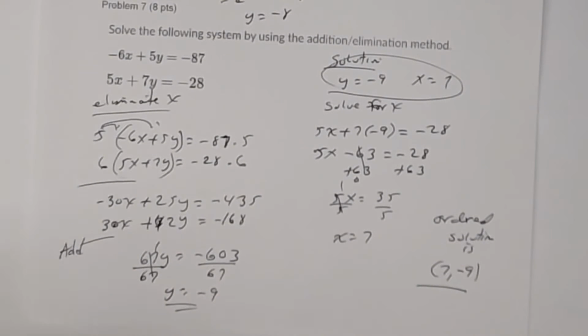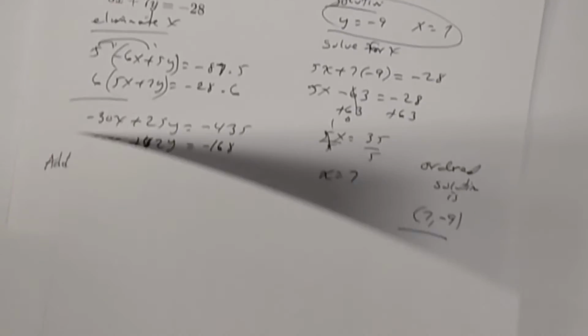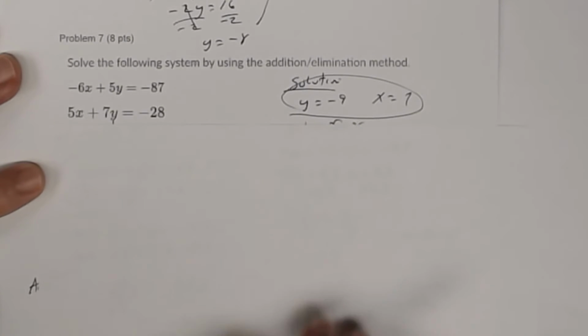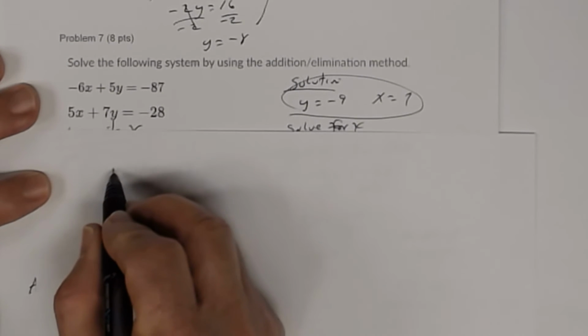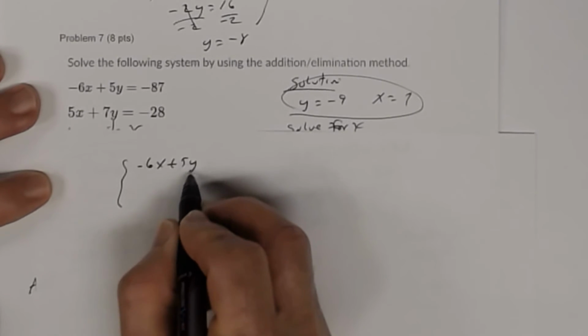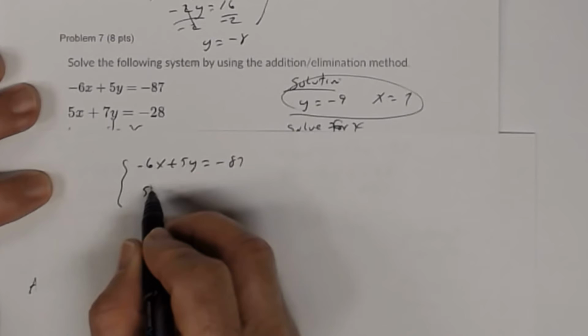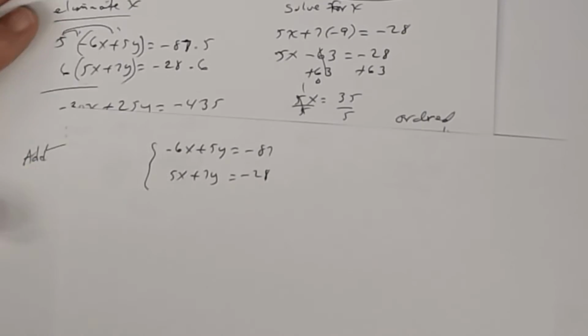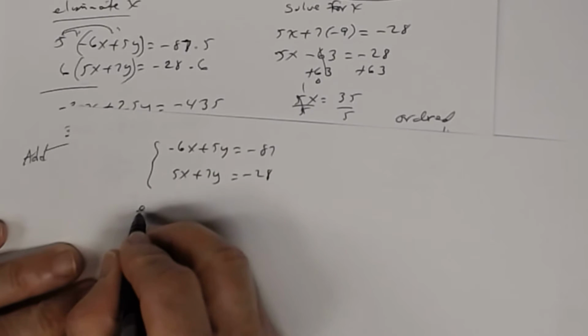Okay? Now, so that was eliminating the x. Now, some of you probably went ahead and eliminated the y. So let's go ahead and do that one just to see what you would have done. We're going to do this same problem again, but this time we're going to eliminate the y's. We'll get the same answer. It does not matter. So here was the system: negative 6x plus 5y equal negative 87, and then 5x plus 7y equal negative 28. This time we're going to eliminate the y's.